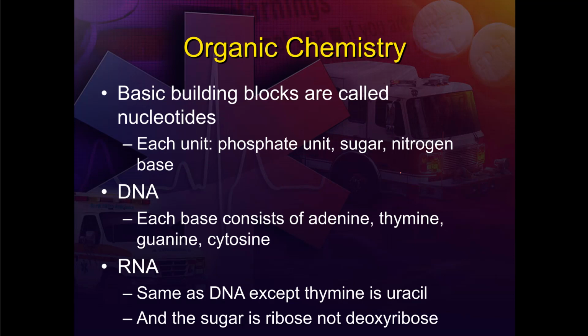Finally, the last category associated with organic chemistry molecules is our set of nucleotides as the base building block for both DNA and RNA. DNA and RNA are very closely tied together, and each of them are going to have a phosphate unit, a sugar, and a nitrogen base. So when we describe this, one of the big differences between the two is actually the sugar.